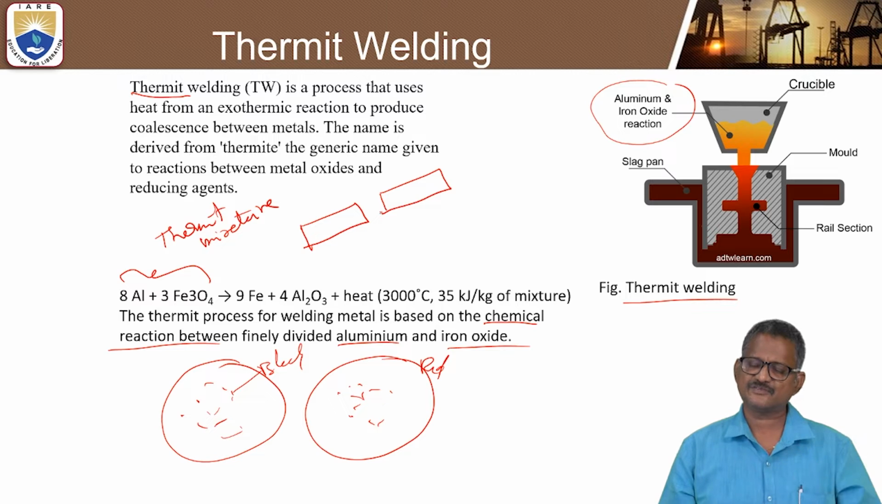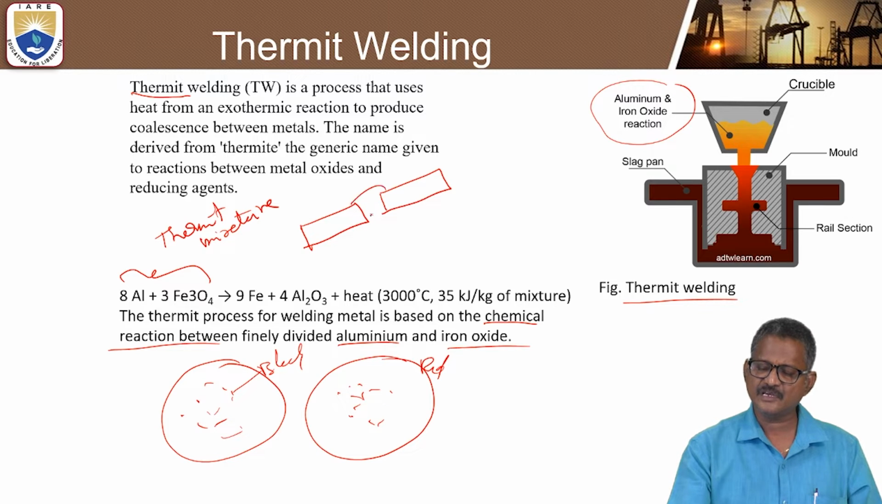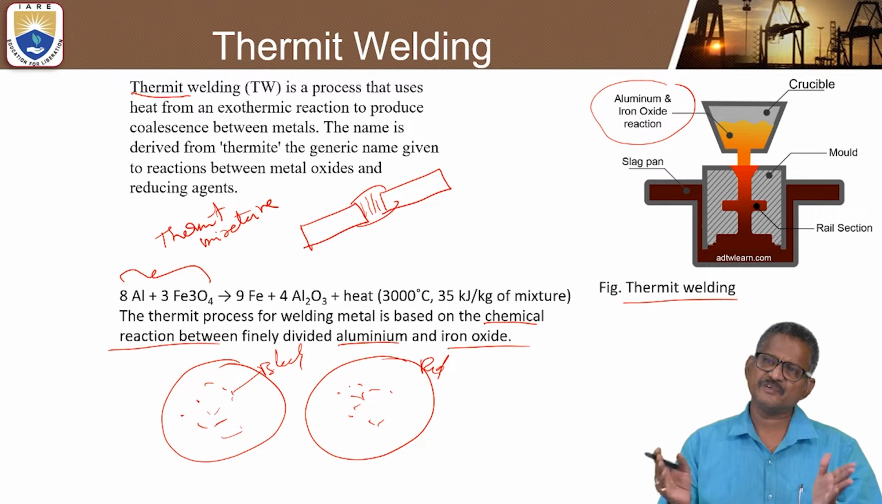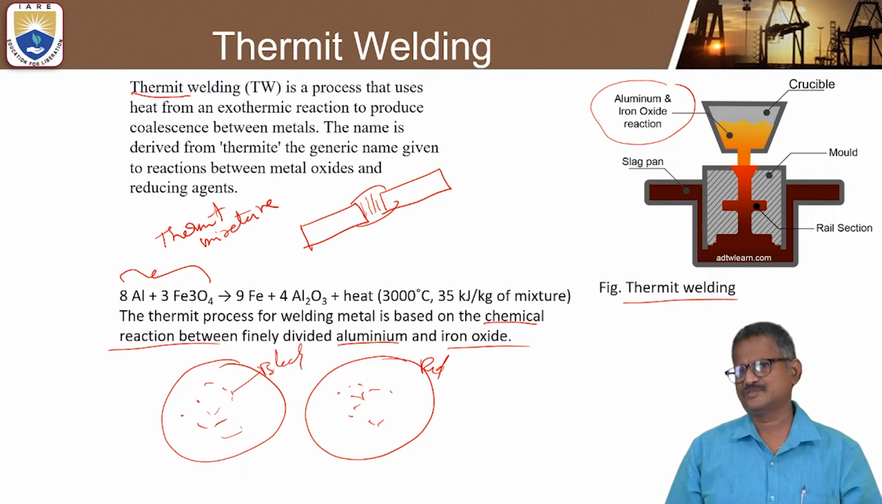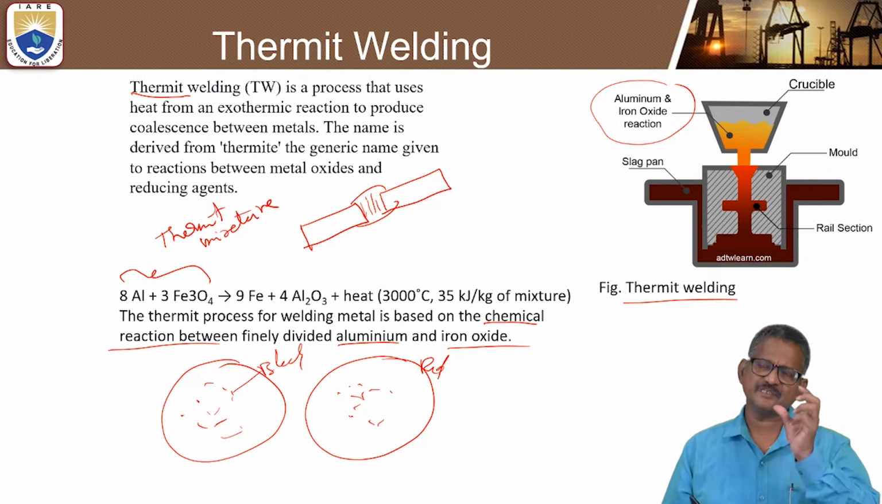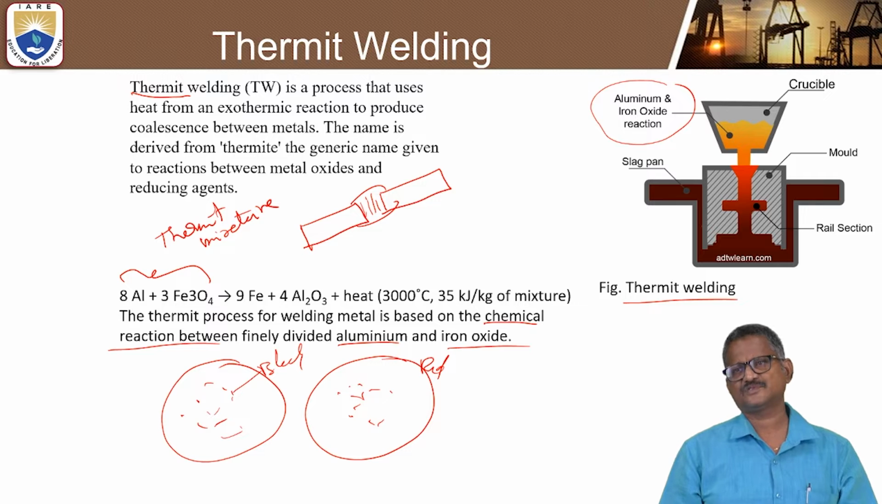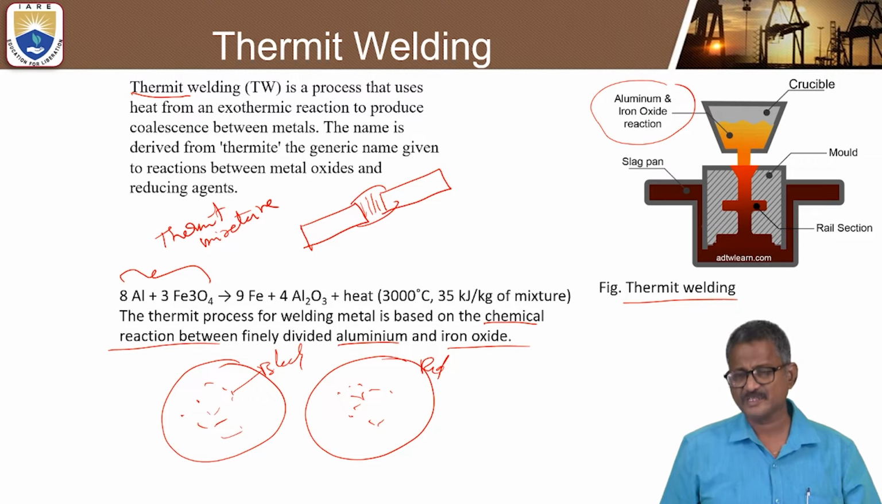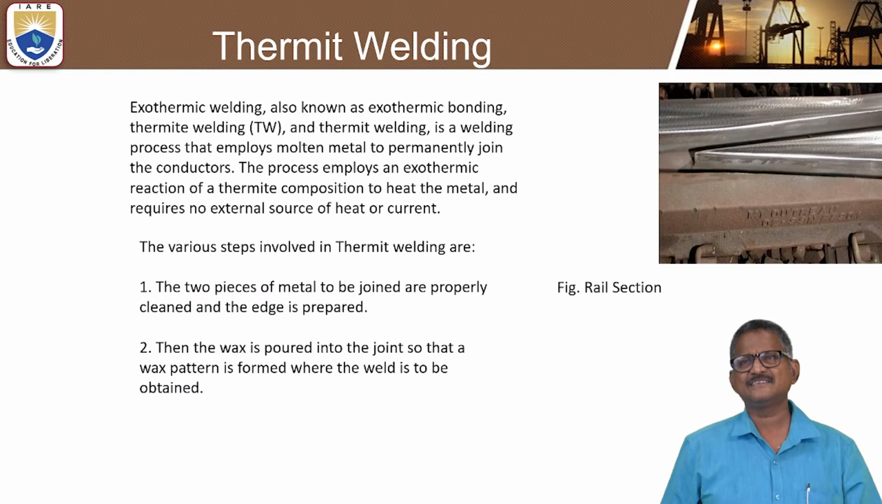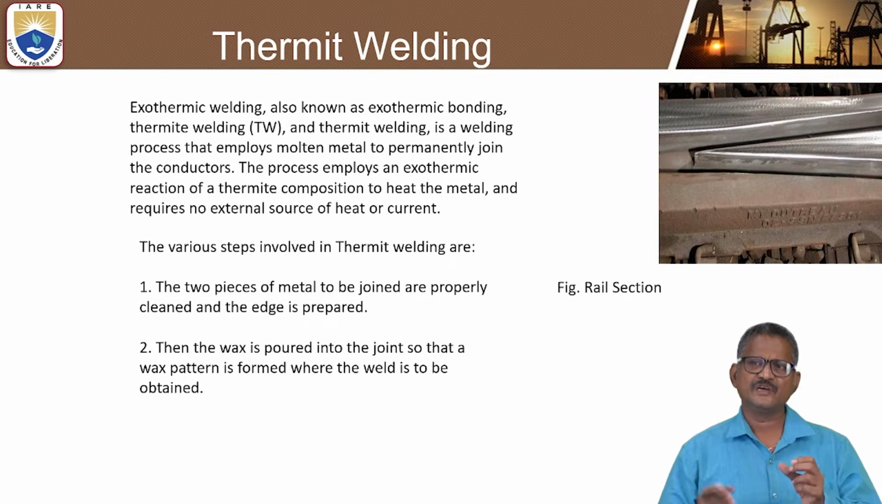Okay, that's where they fill this molten metal, and after filling, by removing all these mold boxes, you can apply pressure with the help of hammers and so on. So this is the basic concept involved in the thermite welding process. Now let us see how they perform it on a rail section.